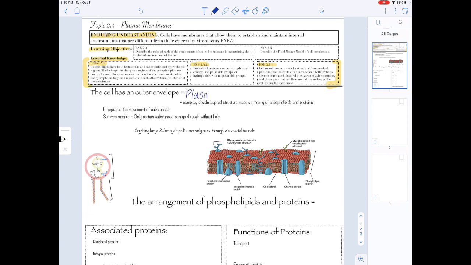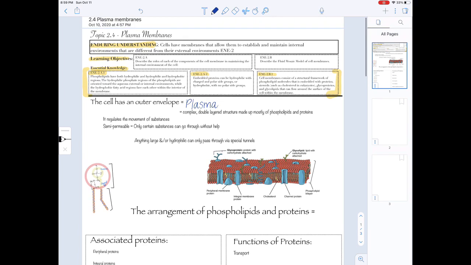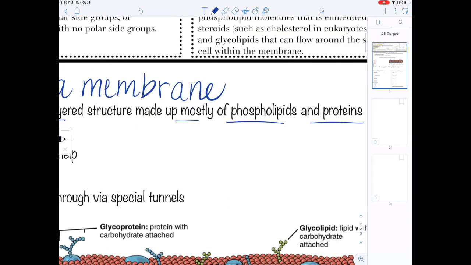So let's start with our topic. The cell has an outer envelope, which is known as the plasma membrane. The plasma membrane is a complex double-layered structure that's made up mostly of phospholipids and proteins. Now, it has an olive oil consistency. If we were looking at the membrane on its own, and if we broke it down further in terms of how much of our phospholipids and our proteins, we would see 40% phospholipids and 60% proteins.